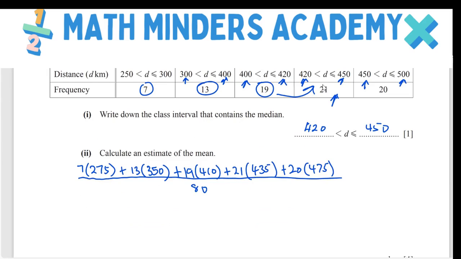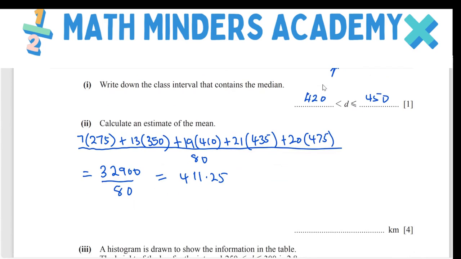So if we multiply all these quantities with our calculator and add them together, the numerator will add up to 32,900. I am very sure you can use your calculator to multiply out and add. Then all over 80. And this will give us 411.25.